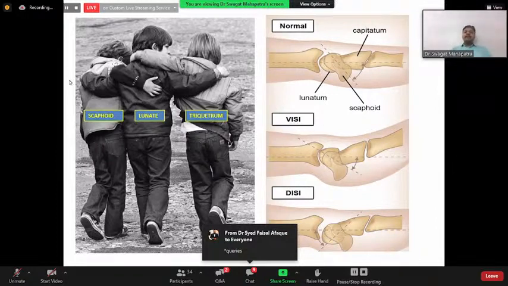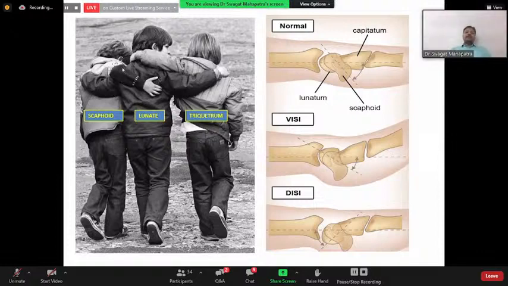The same thing, once there is a tear of the scapholunate ligament or there is a fracture of the scaphoid, the triquetrum will pull the lunate and extend it. Thus, the lunate will face dorsally, causing a dorsal intercalated segmental instability. Moving on to my next slide.